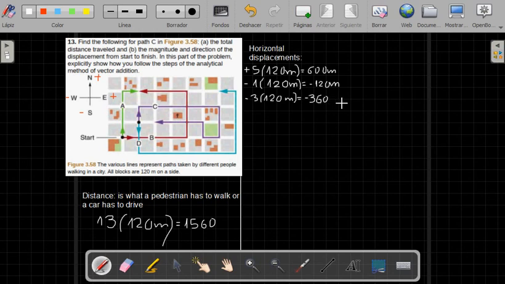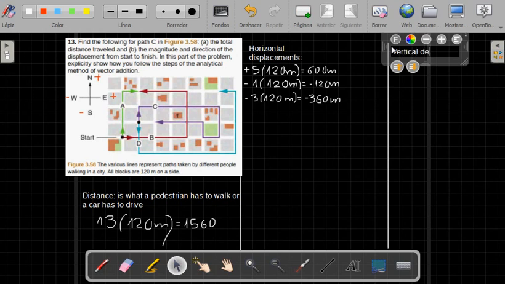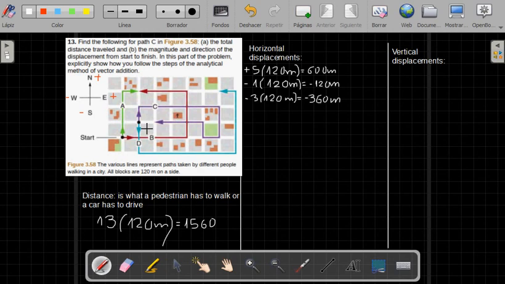Here we have all the horizontal displacements. Now it's time to calculate the vertical displacements. So let's make a little division there, and let's write here the vertical displacements. So let's start with that. Okay, the first vertical displacement is to the north, 1 block, and it's going to be positive because it's going to the north.